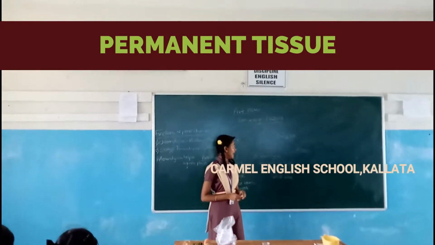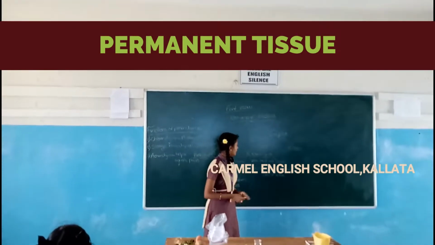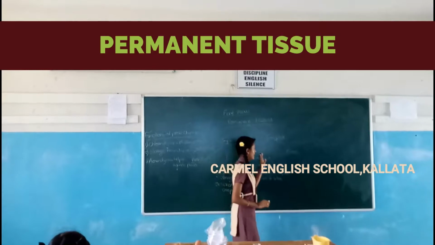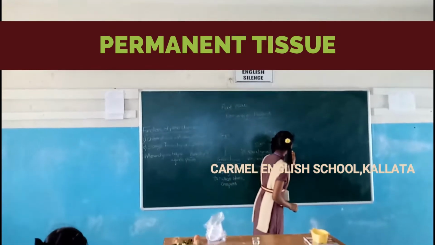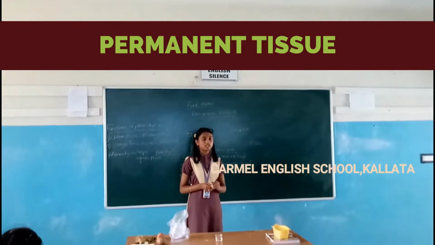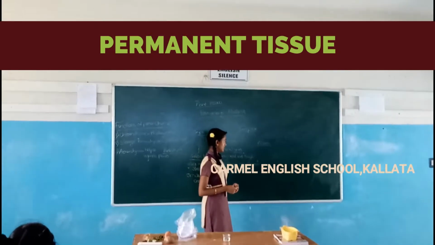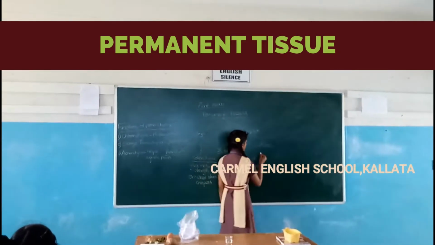Xylem are dead cells and they are helpful for transferring water and minerals. And xylem works in one direction. Next, going to phloem. Phloem is a living cell and it helps in transporting the food components like sugars, lipids, proteins, fats, etc. And phloem is also a living cell.